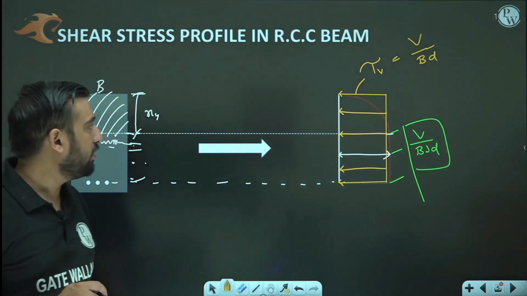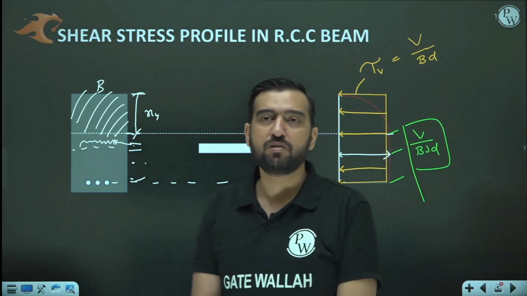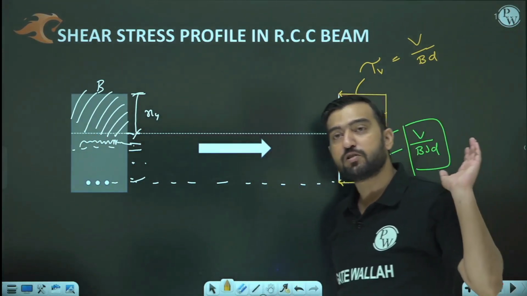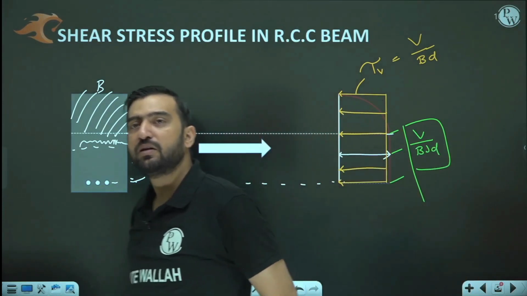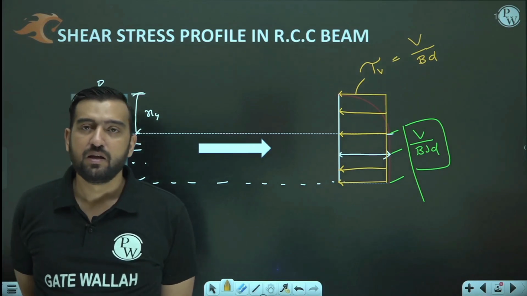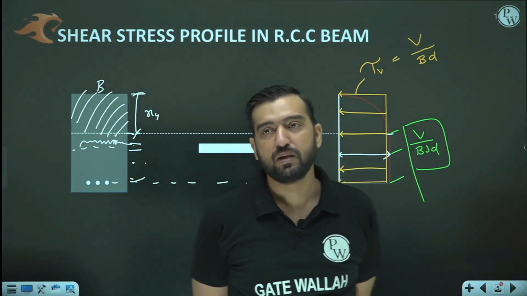Okay, so the one which I have drawn with yellow is the nominal shear stress, or you can say the average shear stress, and the one which was already drawn there with the red is the actual shear stress in your RCC beam. Are you getting it or not?